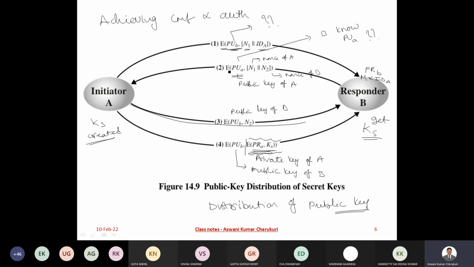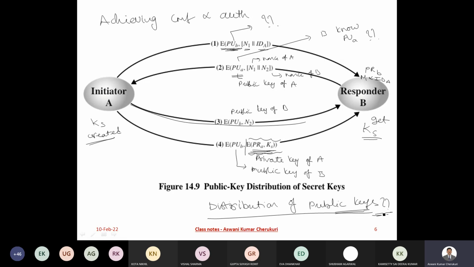But the fundamental question is, before this happens, how do both nodes actually know the public key? Because I'm using the public key, right? In the first step I have the public key of B, and in the second step I have the public key of A. How do both nodes know about it? That problem is called distribution of public keys. How this happens, we will be discussing in the next class.